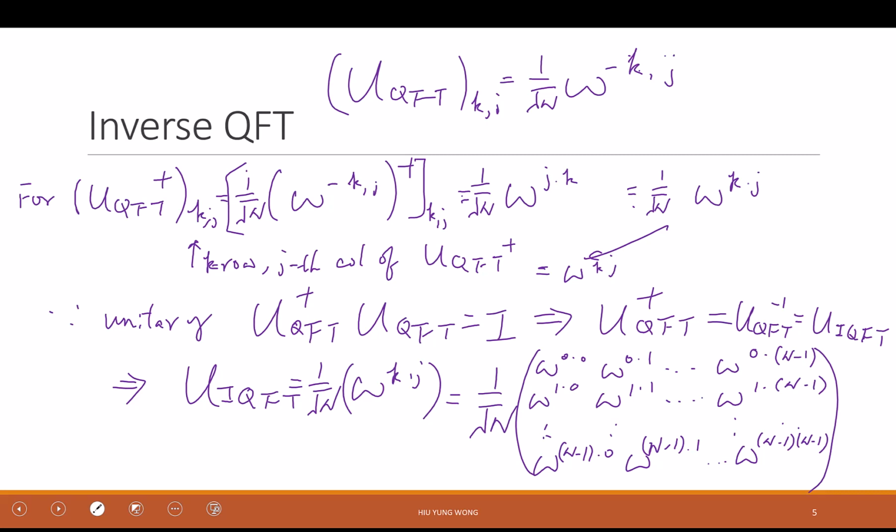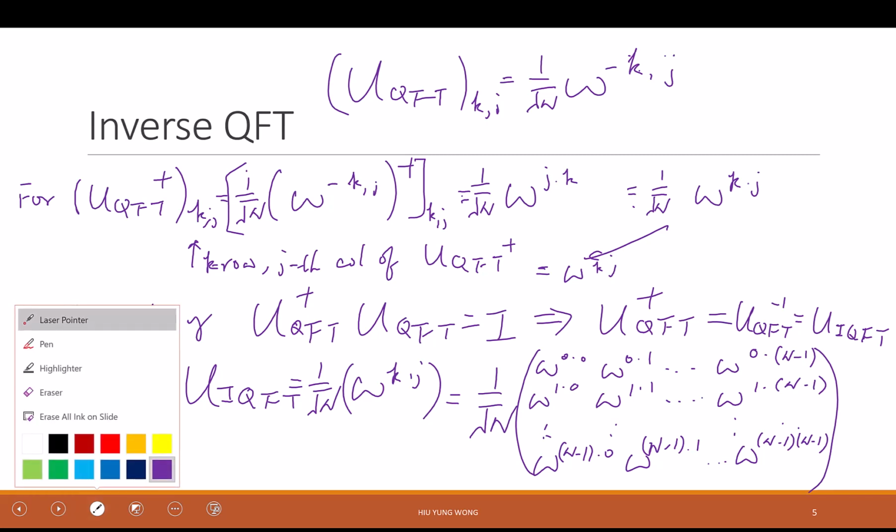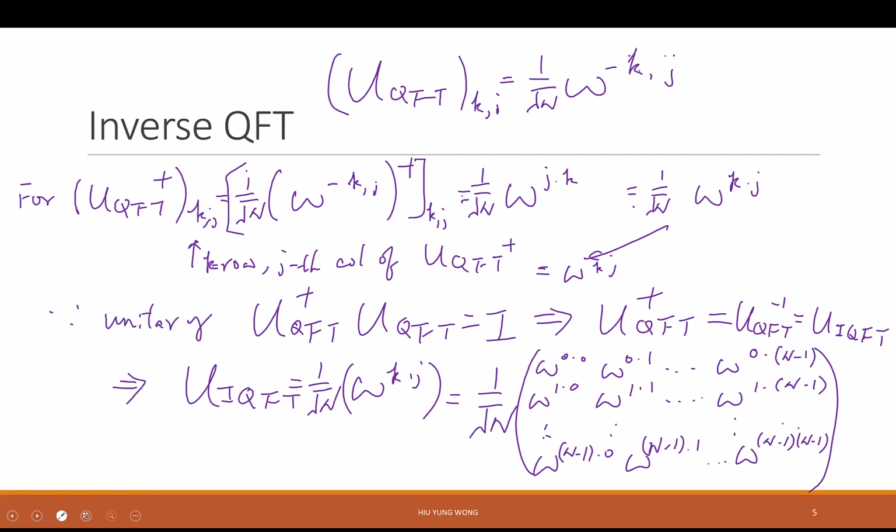This seems conflicting. Where? No. This is a matrix, right? This is a matrix. This whole thing is a matrix. Do you agree? This whole thing is a matrix.